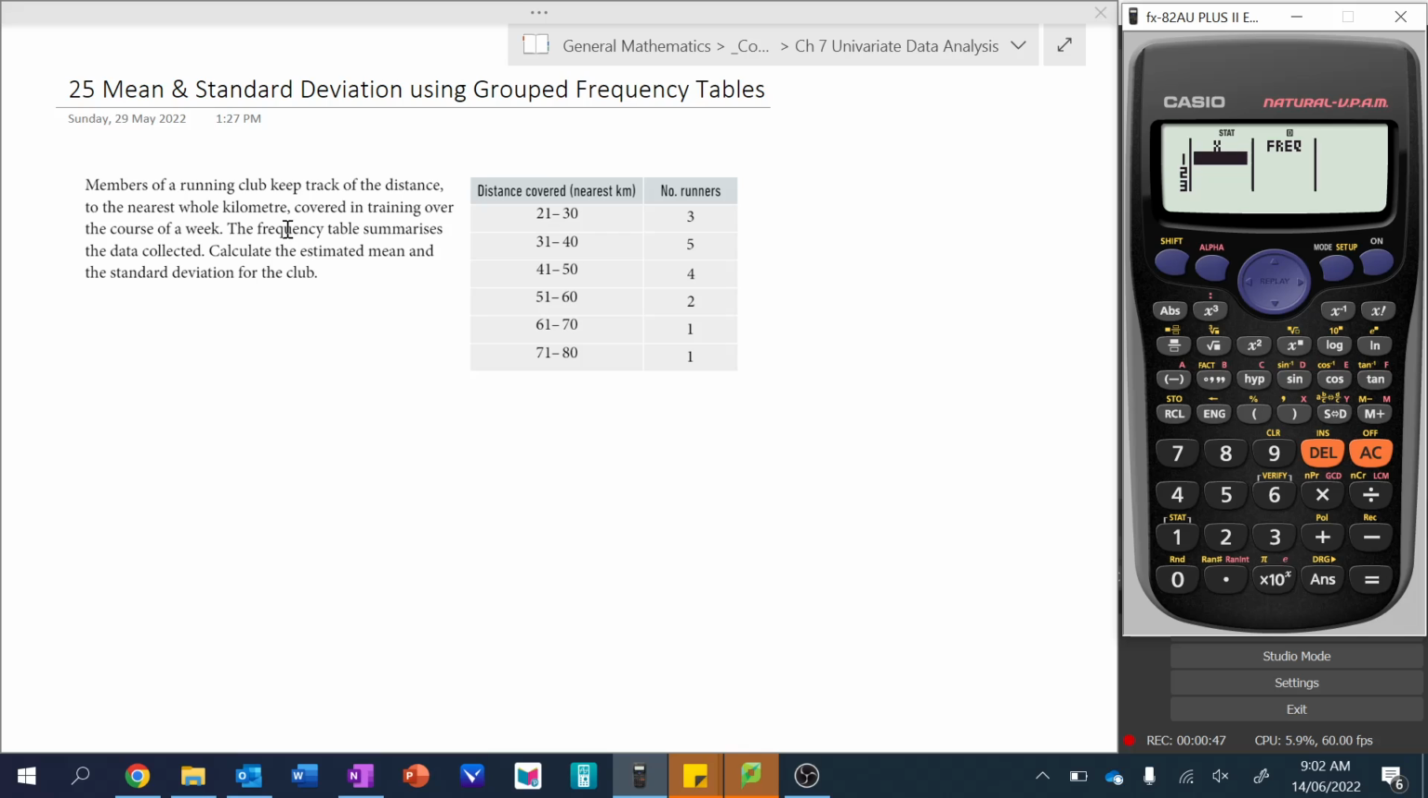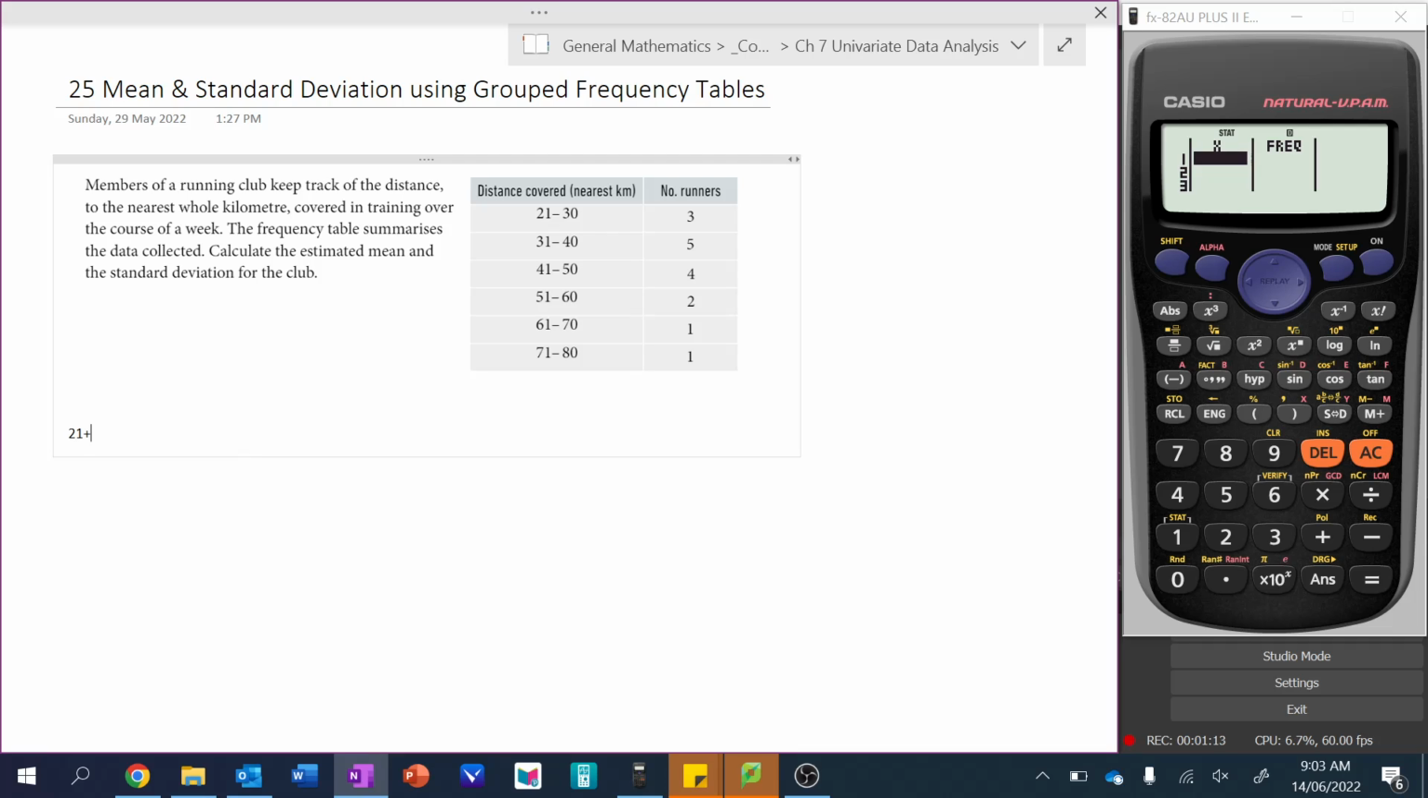So it says members of a running club keep track of the distance to the nearest whole kilometer covered in training. Over the course of the week, the frequency table summarizes the data collected. Calculate the estimated mean and the standard deviation for the club. So it's estimated because, again, we don't have the raw data. Once it's put into a grouped frequency table, we've lost some data. So we need to basically average out these numbers.